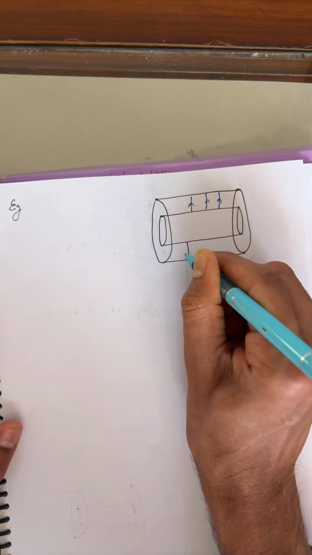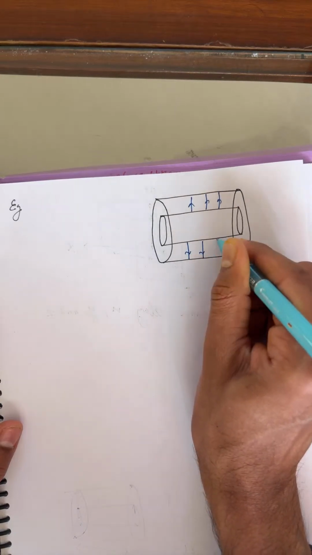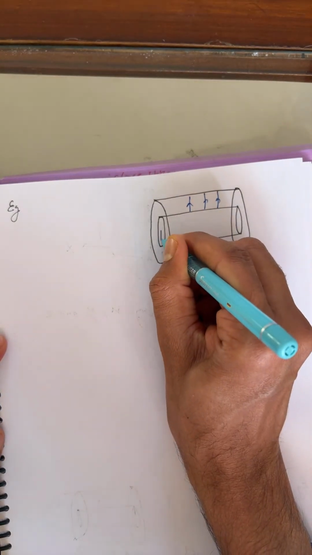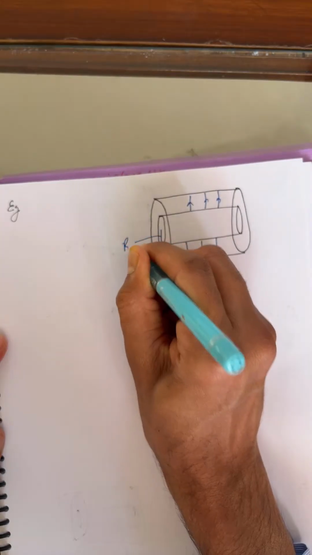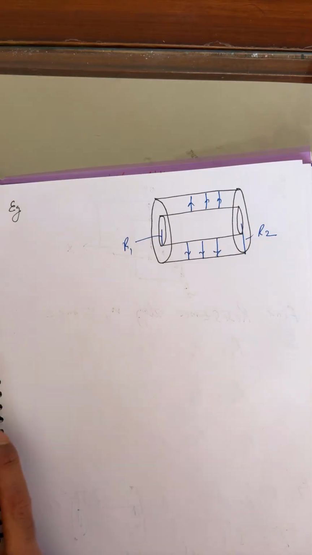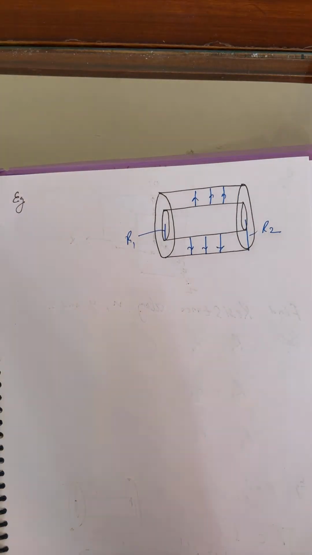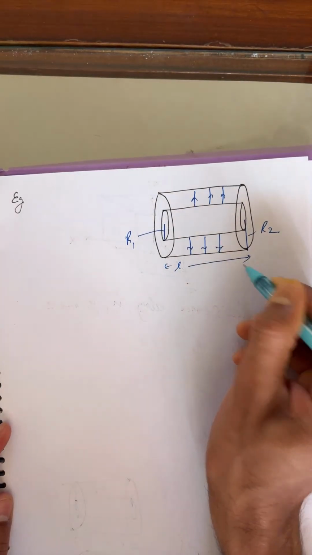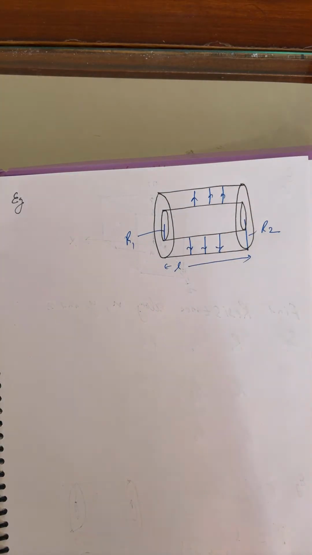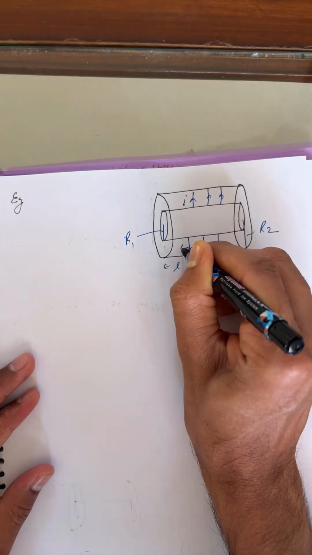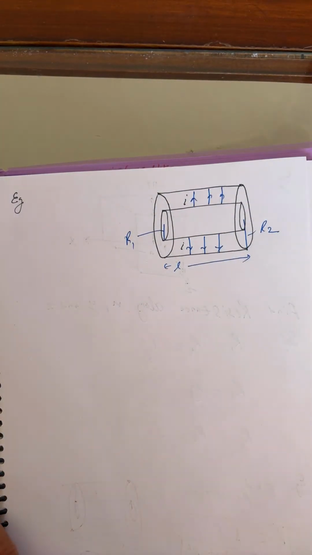This is the direction of flow of current. You can take R1 and R2 as usual. Find R equivalent. L is the length of the cylinder. But Aniket, here you can't apply the resistance formula directly.